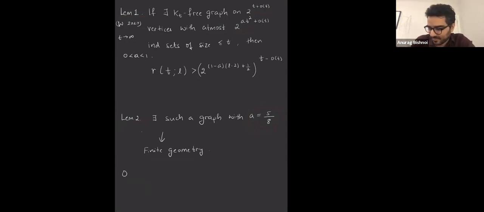Okay, so open problem: construction with a strictly less than 5 over 8. And I don't believe this will be tight, as in I don't think you can just prove that this 5 over 8 would be tight. Yeah, that will be strange. Okay, any other questions?